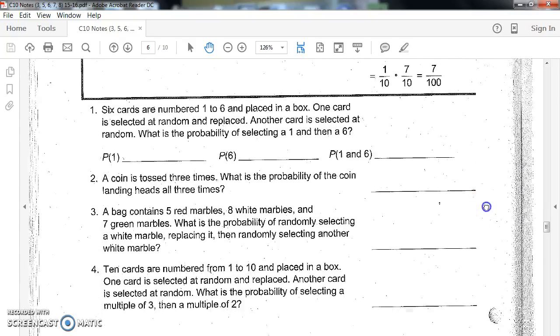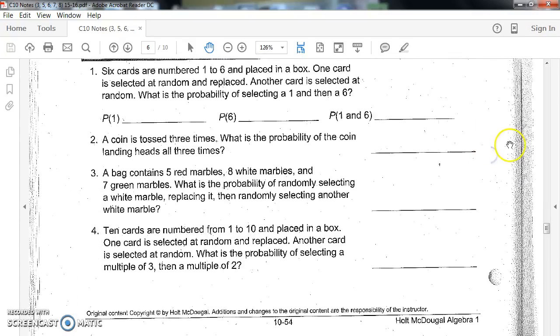Okay, so if we look at these examples here, let's just work through them one at a time. 6 cards are numbered 1 to 6 and placed in a box. 1 card is selected at random and replaced. Another card is selected at random. What is the probability of selecting a 1 and then a 6? The probability of selecting a 1 as the first card, there's only one 1 in the deck, and there are 6 cards altogether, so that's 1/6.